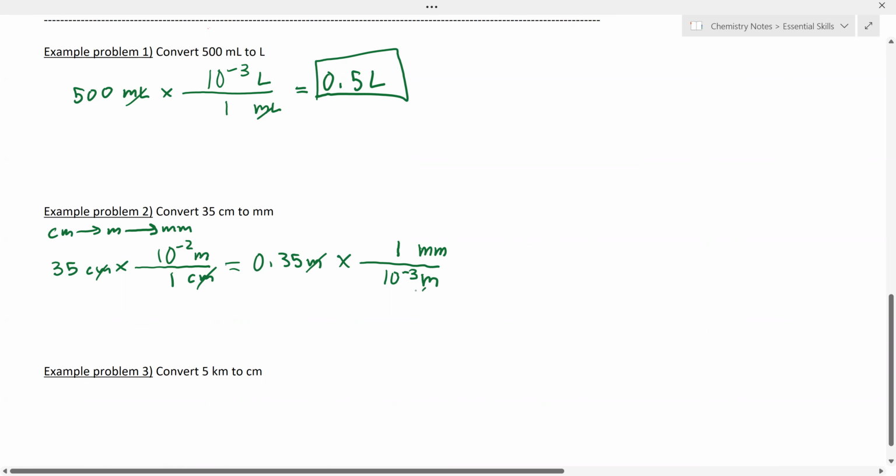So remember those meters cancel out. And then we have 0.35 divided this time by 10 to the power of -3. We end up with 350 millimeters.